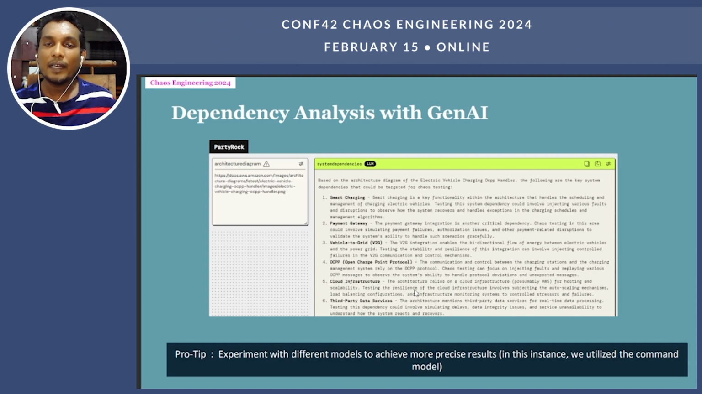Here's an example: when you are coming up with a dependency list, you can change the model types. Here, if I'm not mistaken, I am using the model called Command. So here my output is more accurate, or I would say very clear compared to the previous one. So it's a pro tip: if you are using a large language model, ensure that you are using the right model, and that will give you more accurate data.